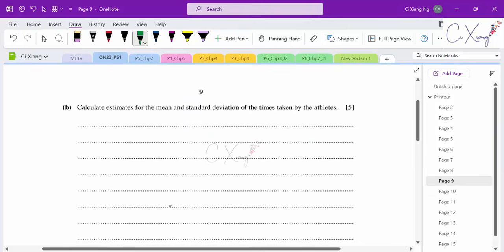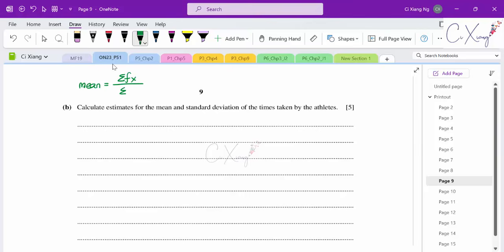Okay, then after that, for easy reference, I just want to write out the formulas here. For the mean formula, it will be the summation of fx divided by the summation of f. Then for standard deviation, I'm using the easier general formula, where it's the square root of the summation of fx squared divided by the summation of f, minus the mean squared.